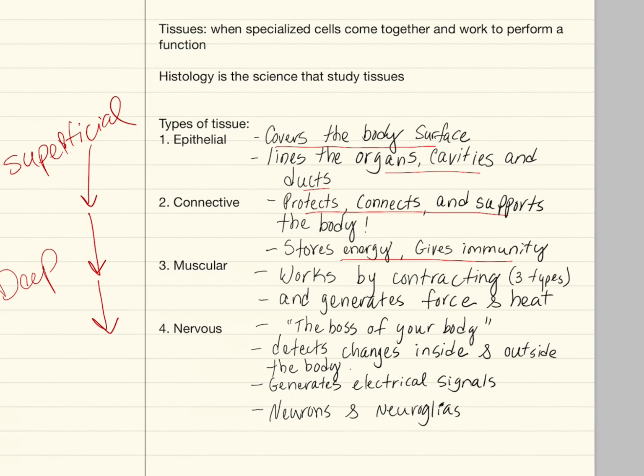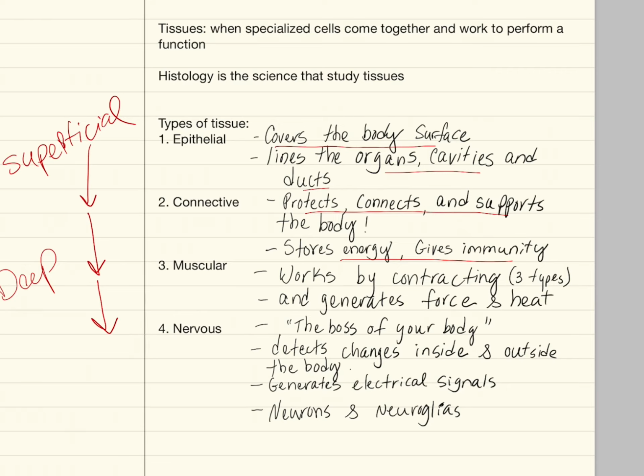The third one is the muscular tissue for contraction and force, and it also generates heat. For this one, we're going to have 3 types of muscular tissue. And the last one is the nervous tissue, which detects the changes inside and outside of the body and generates electrical signals. This is what I call the boss of your body. It's made up of 2 types of cells: neurons and neuroglia.